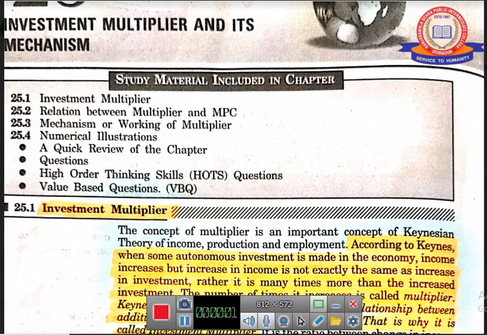Good afternoon class. This is your last topic of 4th chapter, investment multiplier and its mechanism.